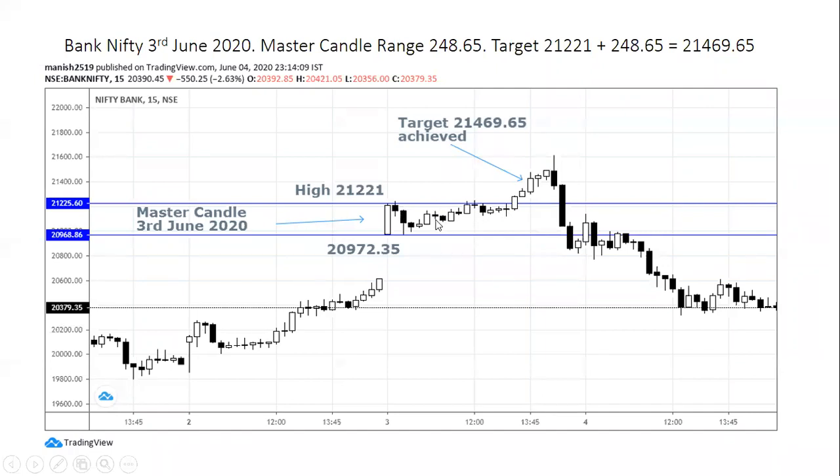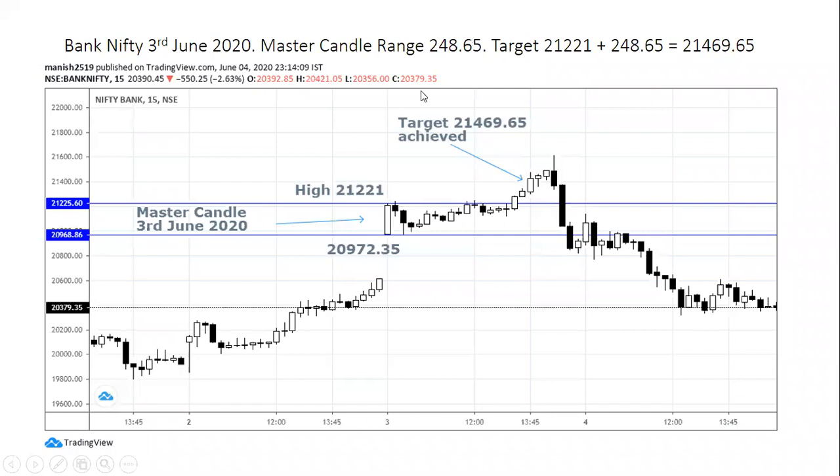I have seen that breakouts work well after healthy consolidation. Another important point you can note down here, this gap area. On this day, we got gap up opening. Opening was above PDH, that is previous day high. Now, whenever you see a master candle setup after gap up or gap down opening, you can take a trade. Very high chances the trade can work in your favor.